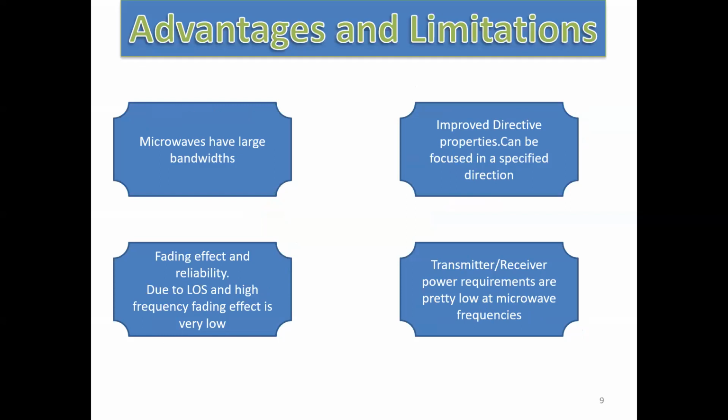And advantages and limitations. Microwaves have large bandwidth, and improved directive properties; they can be focused in a specified direction. Look at the advantages. Microwave does have the large bandwidth. It has improved directive properties. It can be focused in a specified direction.